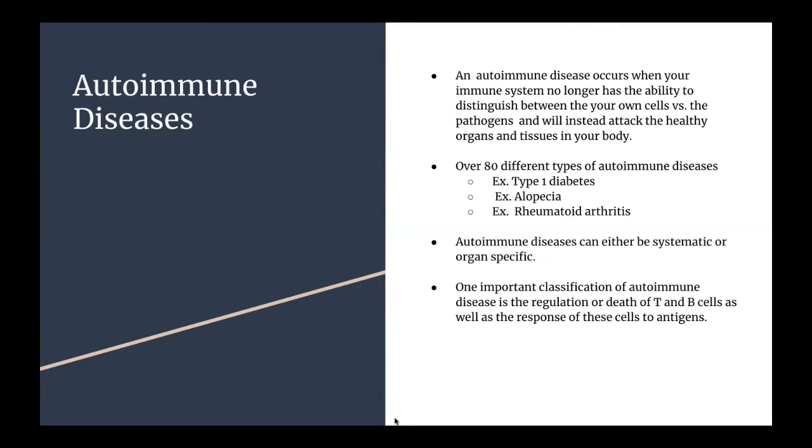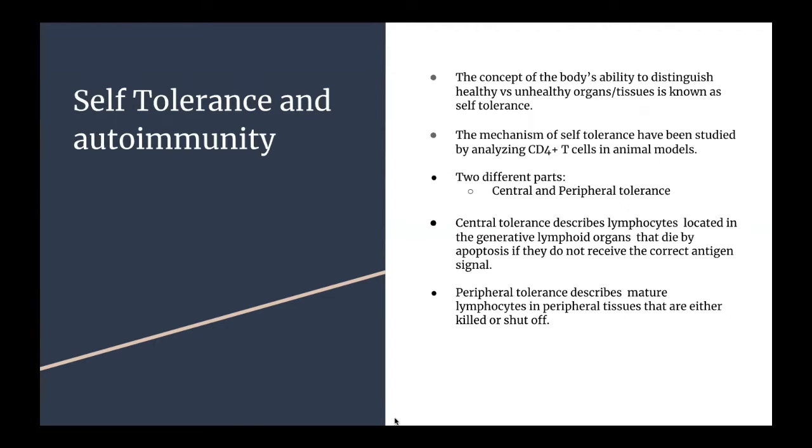Self-tolerance and autoimmunity. According to the article titled Path to Understanding the Genetic Basis of Autoimmune Diseases, researchers utilized the concept of self-tolerance to describe the body's ability to distinguish healthy versus unhealthy organs and tissues. The mechanism of self-tolerance has been studied by analyzing CD4+ T cells in animal models. Self-tolerance can be divided into two parts, including central and peripheral tolerance.